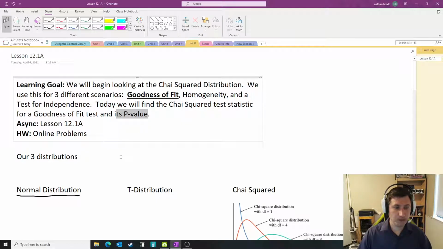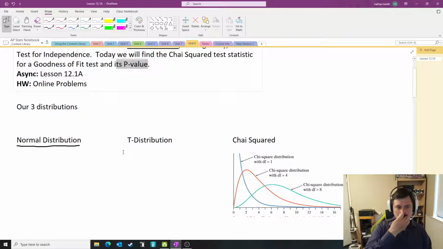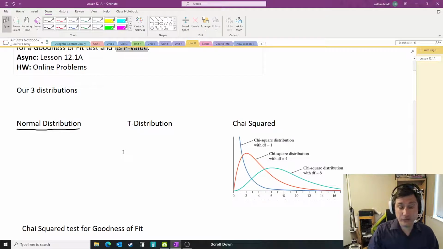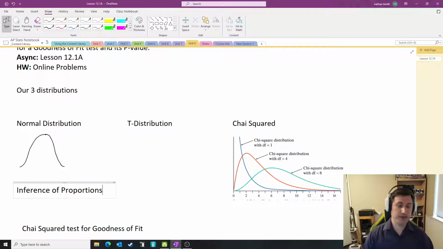All right, so let's take a look at how this works. First, we now have 3 distributions. We've got the normal distribution, of course. It looks like that. And for inference, we use the normal distribution for our sampling distribution when we do an inference of proportions, right? If we do a 1 prop z interval or test, we are using a normal distribution for the sampling distribution.